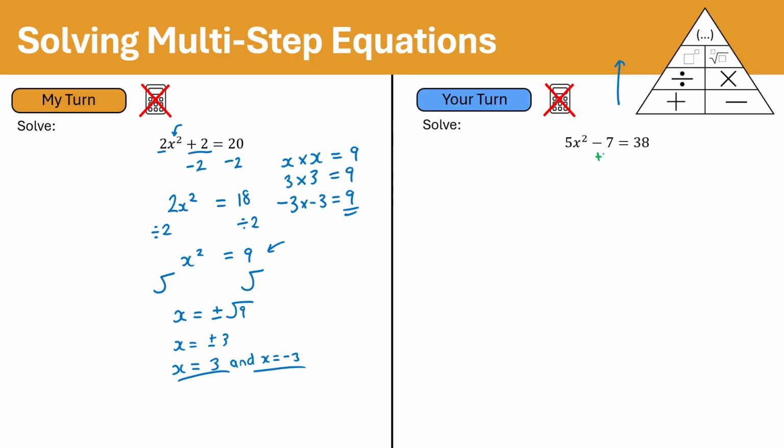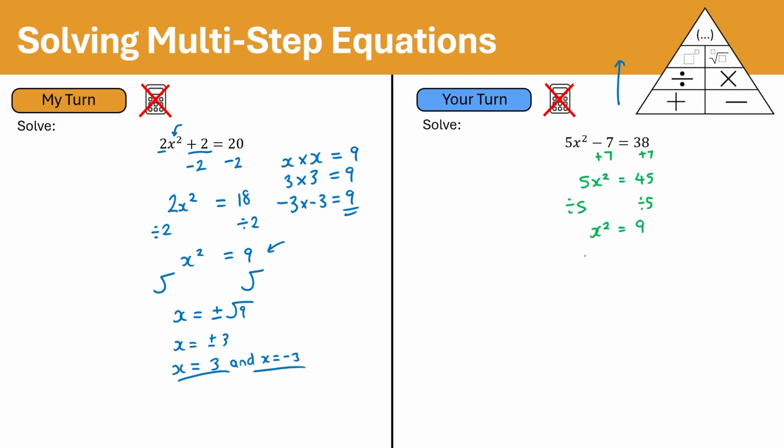Okay, so you want to start off by adding 7 to both sides. On the left-hand side, that would leave me with 5x squared. And on my right-hand side, that would leave me with 45. I then want to divide by 5 on both sides. On the left-hand side, that leaves me with x squared. On the right-hand side, that leaves me with 9.